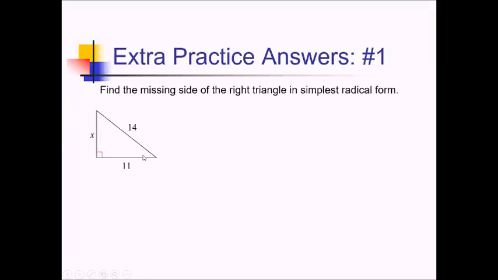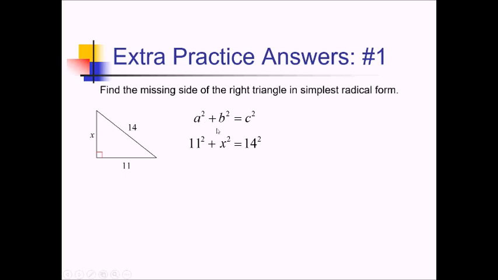To find the missing side of this right triangle, since we've already got two sides, we can use the Pythagorean Theorem. So that's a squared plus b squared equals c squared. The c value here is the side across from the right angle, so that's 14. And then a and b are those other two sides. So we can write 11 squared plus x squared equals 14 squared.